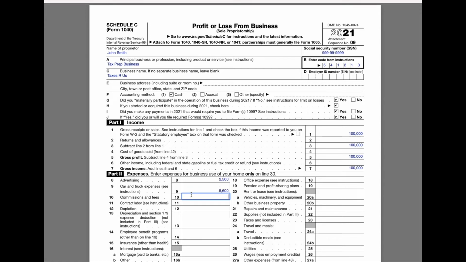Line 10, commissions. Here you would enter the total of any commissions and fees that you paid for the tax year of your business.